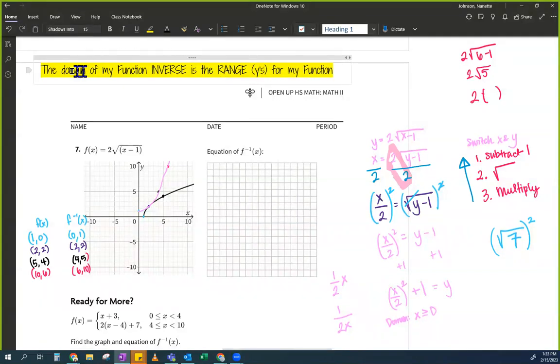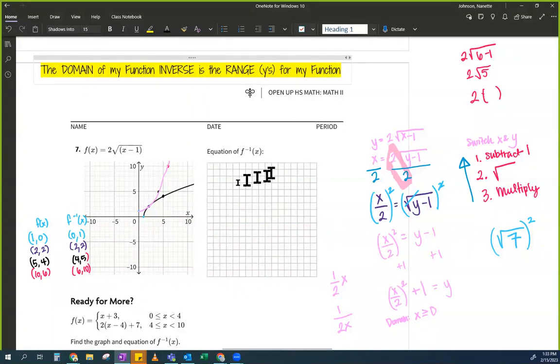Wait, maybe I should put this all in caps too. Hold on a second. Let's make this very obvious. So if I want to look at the domain for the inverse, I'm going to look at the range for my function. Doesn't that make sense? Because you told me, Ms. Johnson, if you want to find anything for your inverse, just switch your X and Y.